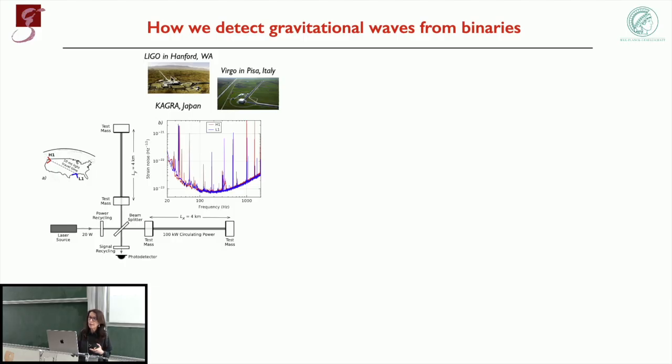We have 2 LIGO detectors in the US, Virgo, which is a French-Italian-Dutch collaboration, and a detector in Japan called KAGRA. This is the noise spectral density of the detector, sensitive between 20 Hertz and a few kilohertz.